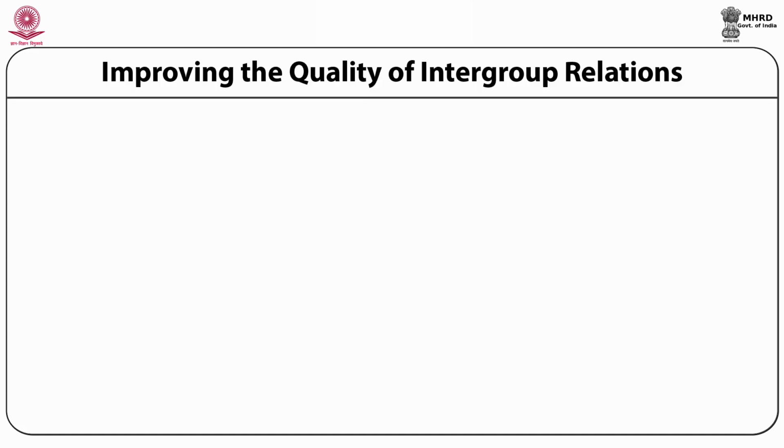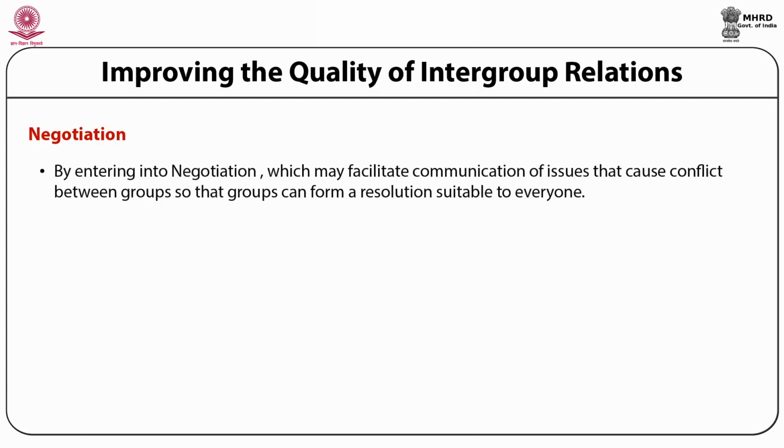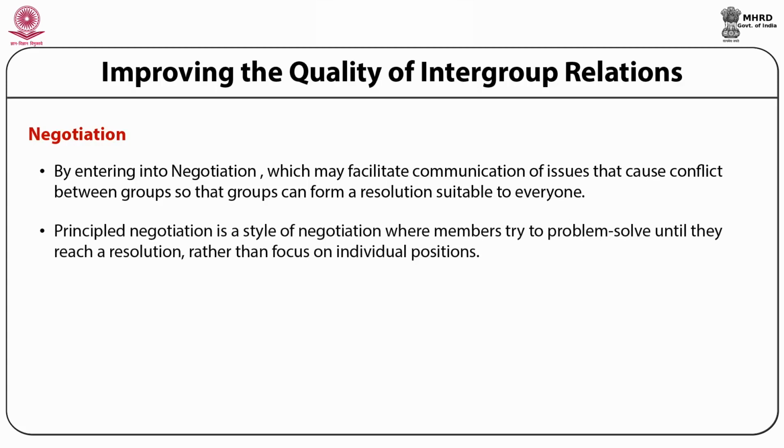Now let us try to find out what is negotiation and how it helps in improving the intergroup relationships. Well, all of you know what is negotiation. Basically, by entering into negotiation, it facilitates communication of issues that cause conflict between groups so that groups can form a resolution suitable to everyone. And you must know that principled negotiation is a style of negotiation where members try to problem solve until they reach a resolution rather than focus on individual positions.